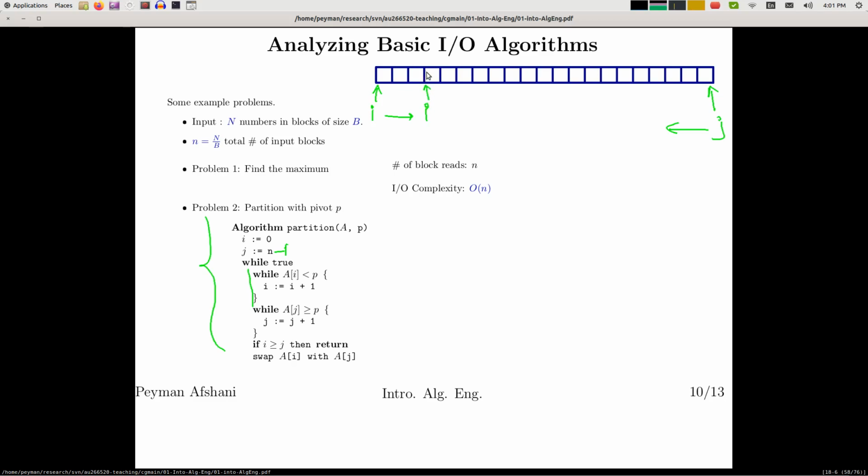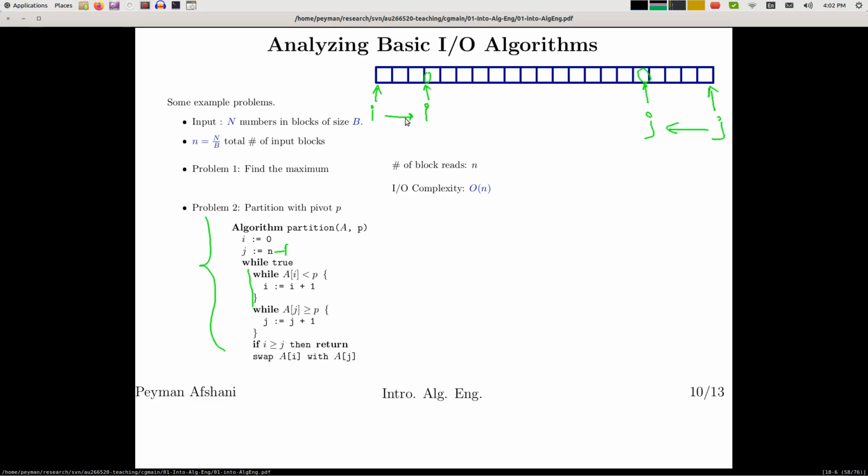Okay, so it stops there. So this element is at least p. Similarly, this second for loop will get stuck at an element j, which is smaller than p. So therefore, I have found an element that is smaller than p on the right, and an element that is at least p on the left. So therefore, I could swap them.